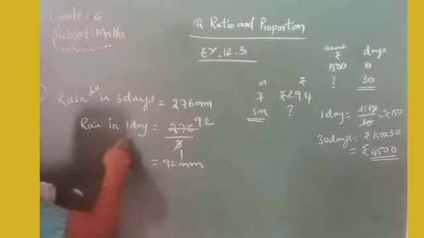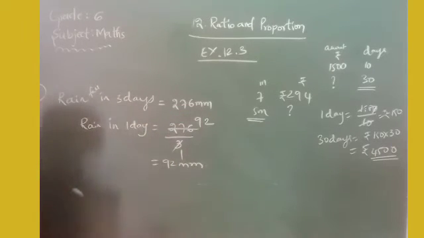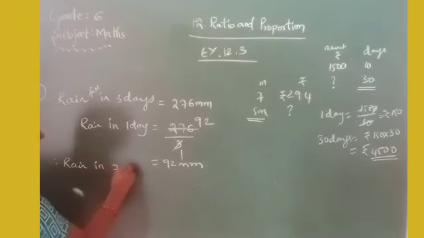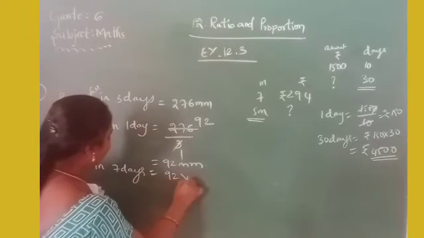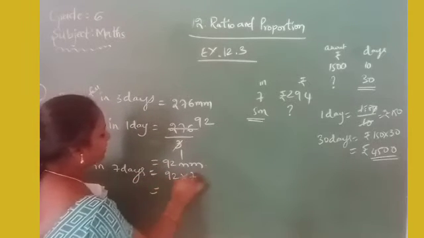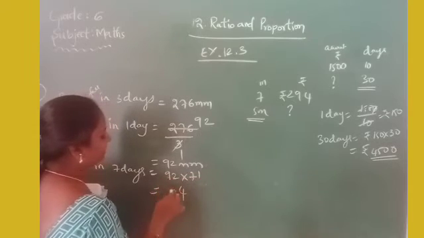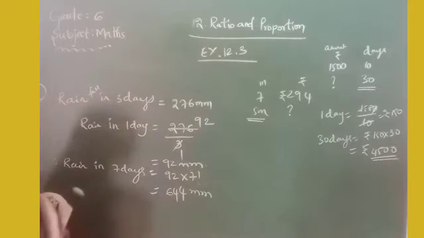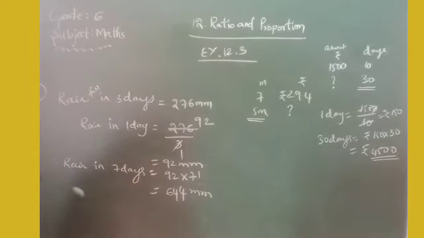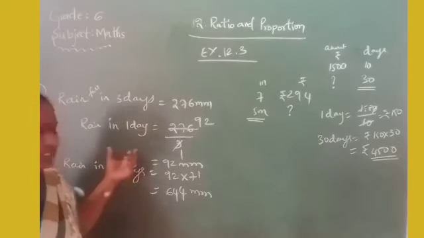In 3 days 276 millimeters. Now we have the required number. So what is that? Rain in 7 days. 1 day is 92, so 7 days means 92 into 7. 7 2s are 14. 7 9s are 63 plus 1, 64. 644 millimeters. Okay? Right. Okay, children, so like this you can find that.